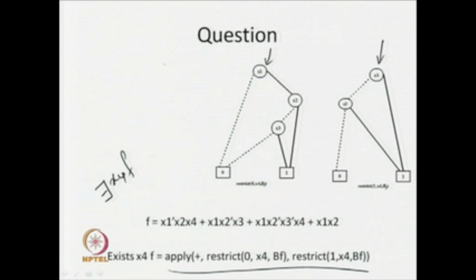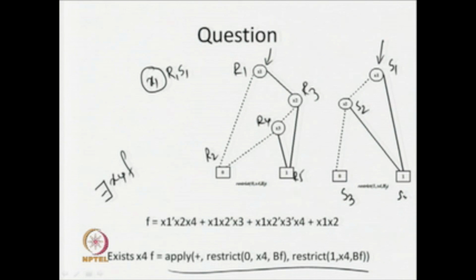So, in that particular case I am going to create an x 1 node, and so what is the level? I can say that this is your R 1, R 2, R 3, R 4, R 5. And this is your S 1, S 2, S 3, S 4. So, I am going to create an x 1 node, and I am just calling that R 1 S 1. Now, this dashed line will go, and we are going to construct a solid line.